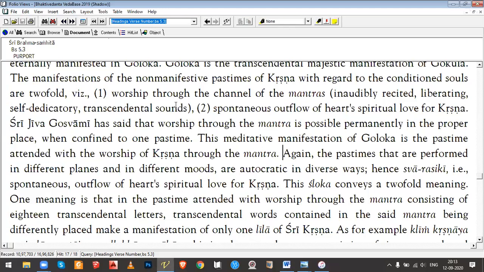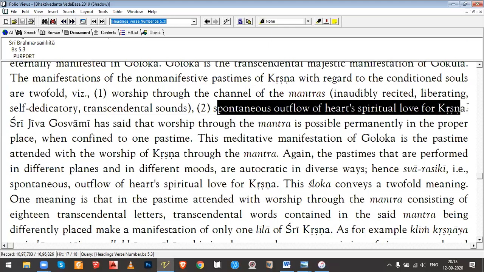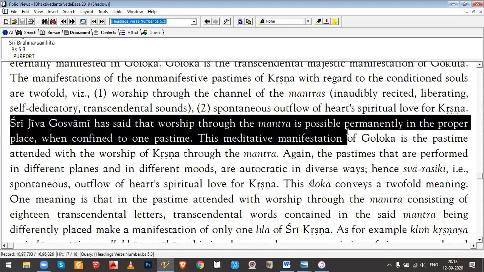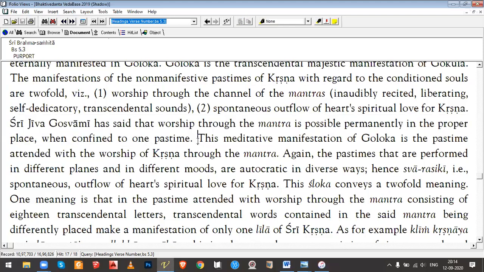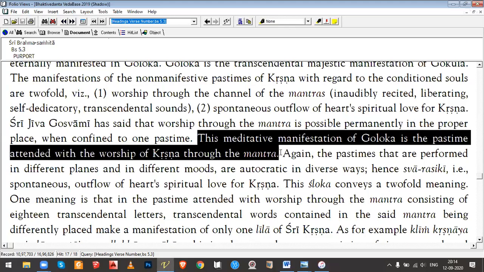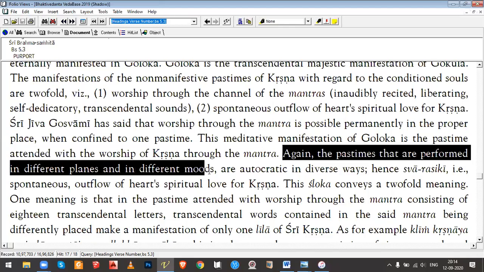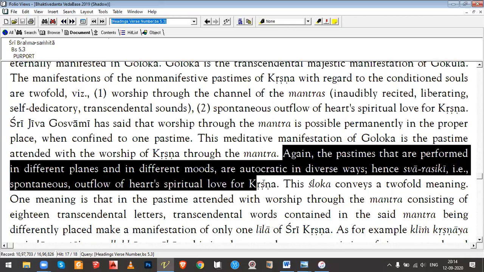So here, this is described, the worship through the channel of mantras and spontaneous outflow of heart, spiritual love for Krishna, Swarasiki Upasana. Srila Jiva Goswami has said that worship through mantra is possible permanently in the proper place when confined to one pastime. So here the mantra upasana is again described, focusing on one pastime. This meditative manifestation, Goloka, is the pastime attended with the worship of Krishna through the mantra. Again, the pastimes that are performed in different planes and in different moods are autocratic in diverse ways. Hence, Swarasiki, spontaneous outflow of heart, spiritual love for Krishna.